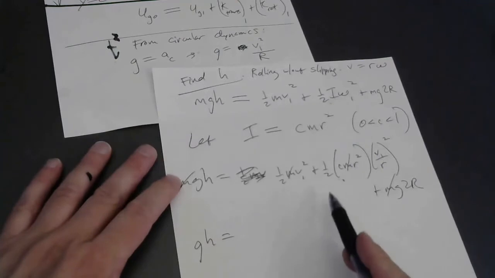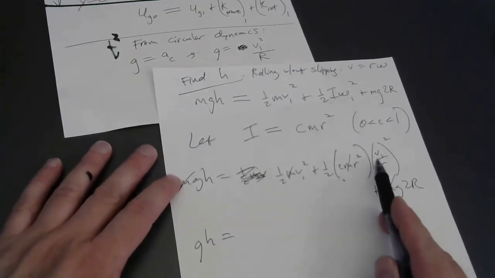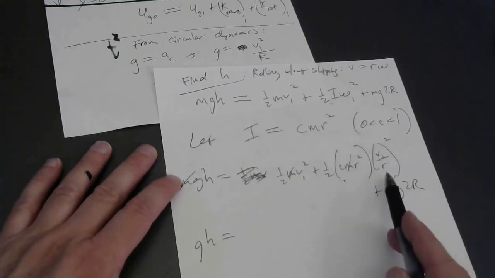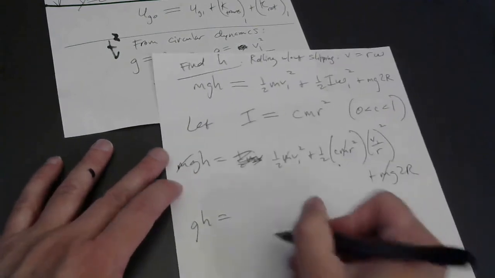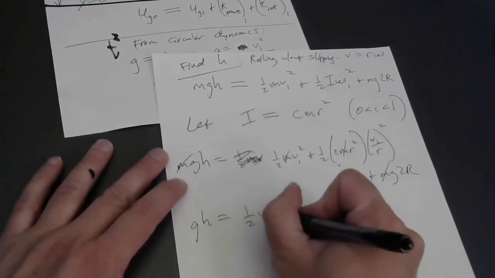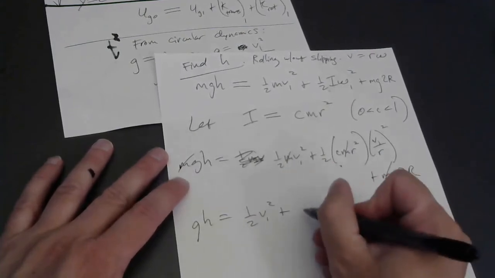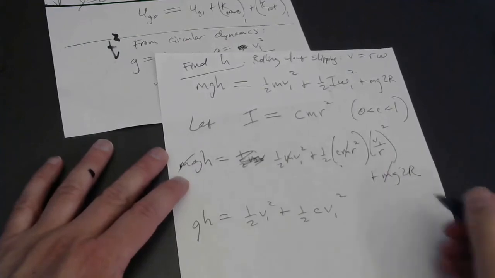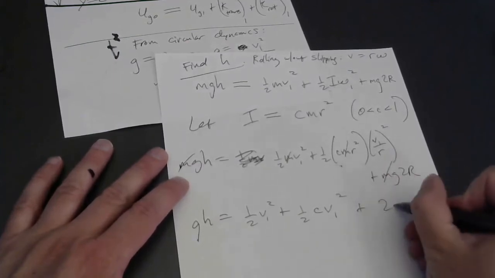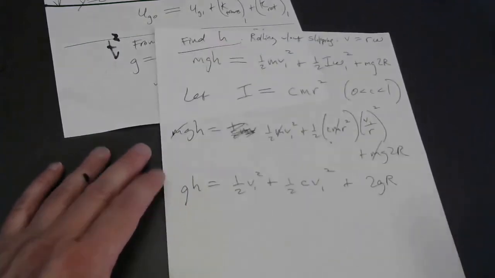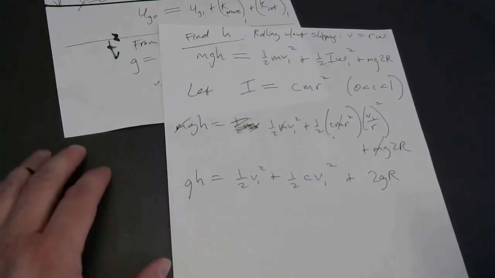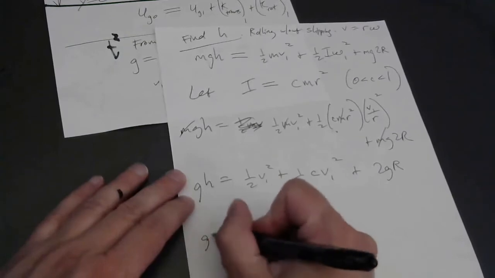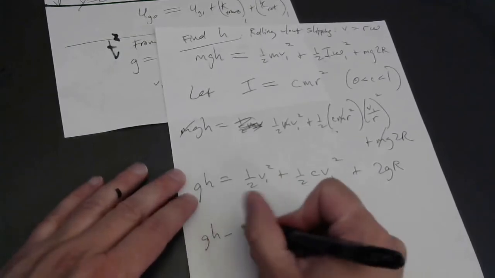And can we simplify here? Well, do you see that the r squared here gets canceled by the r squared in the denominator? So I've got a 1/2 V1 squared plus a 1/2 C V1 squared. Beautiful. Plus 2GR. And we're nearing the end of the problem. Let's factor out, I'm going to put all this G stuff on the other side. GH minus 2GR.